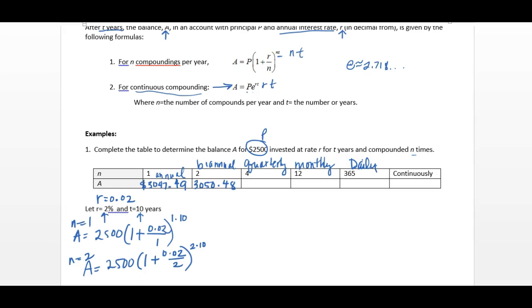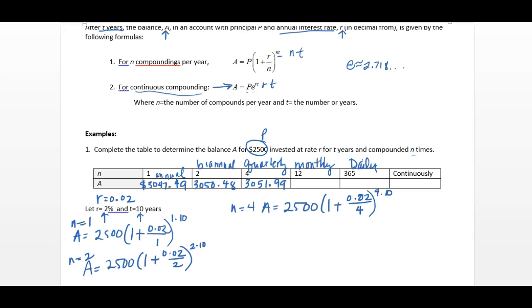Now, if n is equal to 4, it's quarterly. I'm going to still start with 2,500 times 1 plus the rate, 0.02, hasn't changed, divided by 4, raised to the n times t, so 4 times 10, or to the 40th power. If I type all that in my calculator, I get $3,051.99.